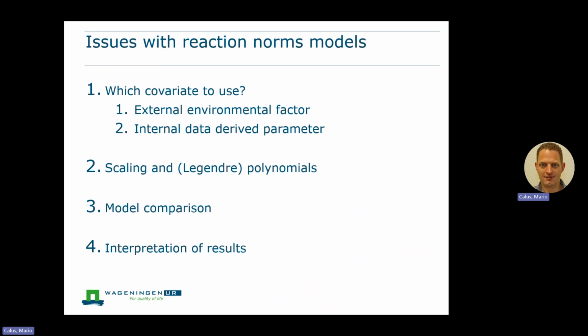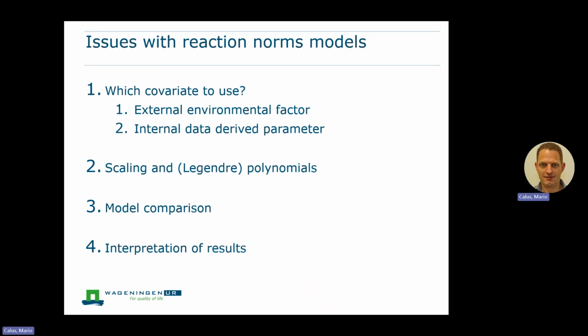So there are a number of issues with reaction norms: which covariate to use. Should it be something that you measure at the environment directly, or is it something that we can derive from the data? And I'll show you this later. You have to think about scaling of the variance and stuff like this, and also whether to use polynomials.